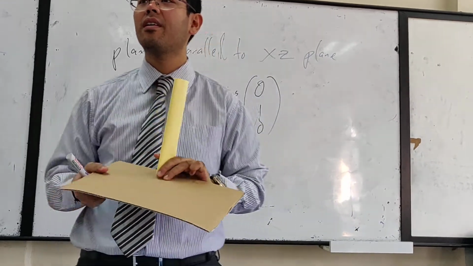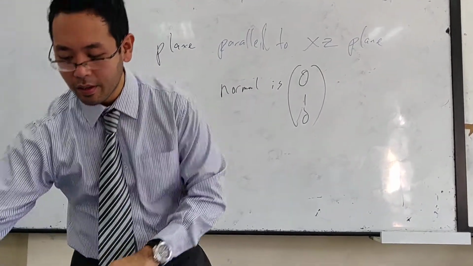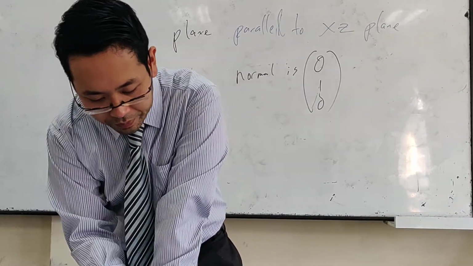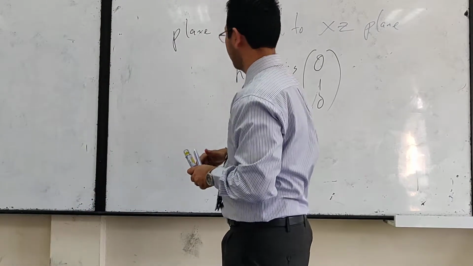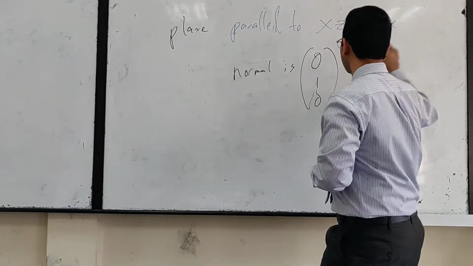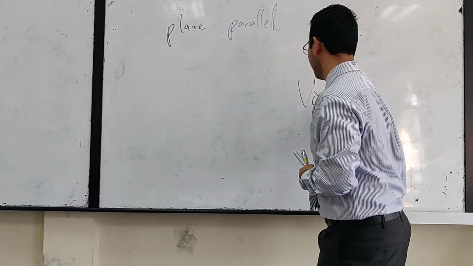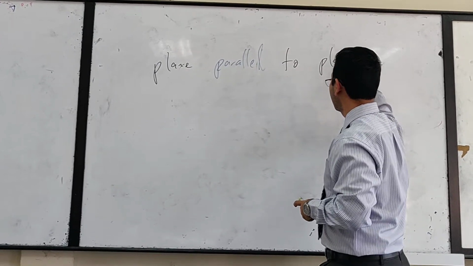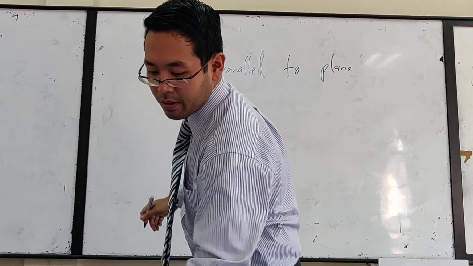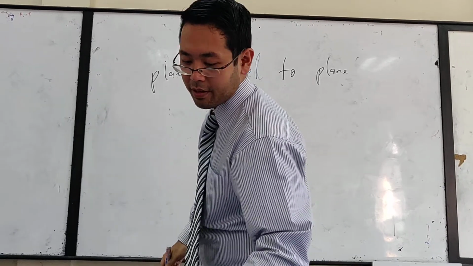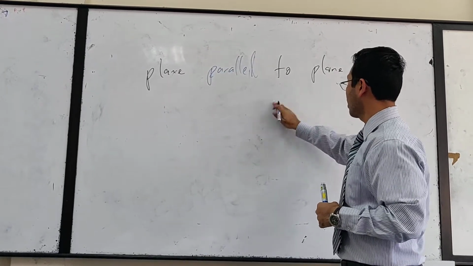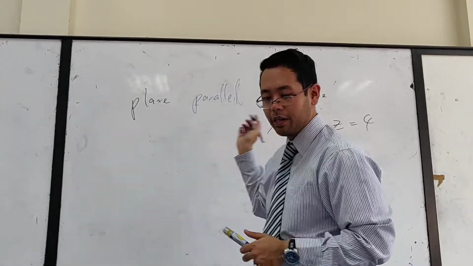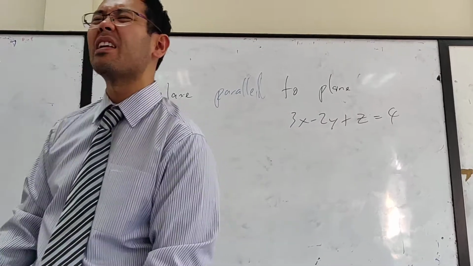Right, now let's go to something else. This time a plane is parallel to another plane, 3x minus y plus 2z. Okay, now it's parallel to another plane. How is a plane parallel to another plane?